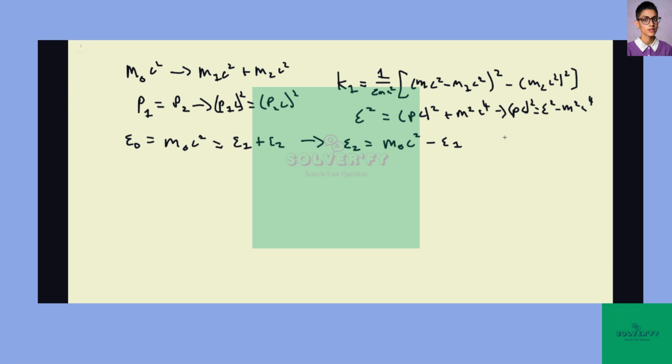So we have now the equation (P1C) squared equals (P2C) squared, where (P1C) squared is equal to E1 squared minus M1 squared C to the fourth, and (P2C) squared is equal to E2 squared minus M2 squared C to the fourth.